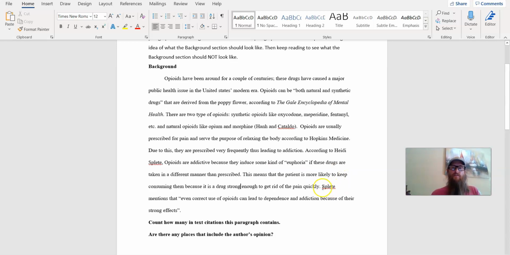This one here you can see is handled correctly. She includes the author's last name, so there's no need for a parenthetical at the end. How many in-text citations were there? Let's see. 1, 2, 3 different sources. Oh, and don't forget Hopkins Medicine. That's 4 different sources and about 5 different citations. So let's just say lots.